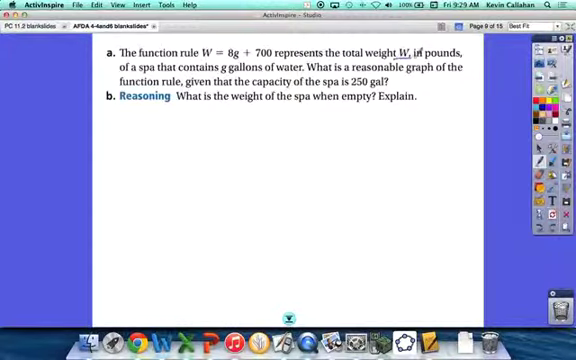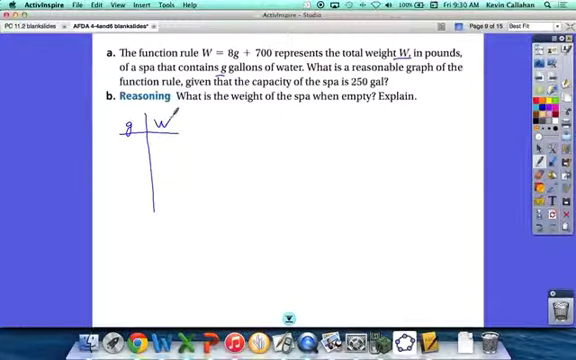So there are two variables, W and G. All right, what would be a reasonable graph of the function rule given that the capacity of the spa is 250 gallons? So let's say I'm going to make my table of values. What is the input variable? Is W or G the input? G is the input. W is the output. You would say that W is a function of G, right? So we're going to put the G here and the W here.